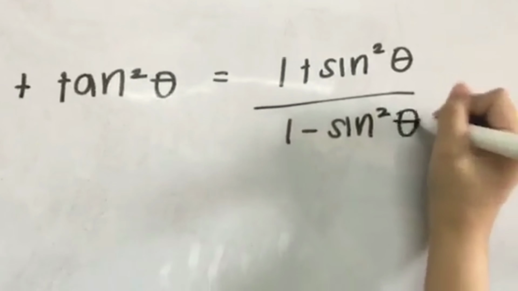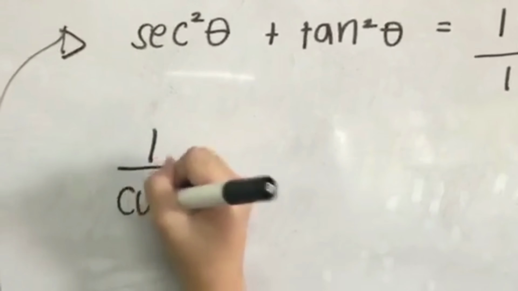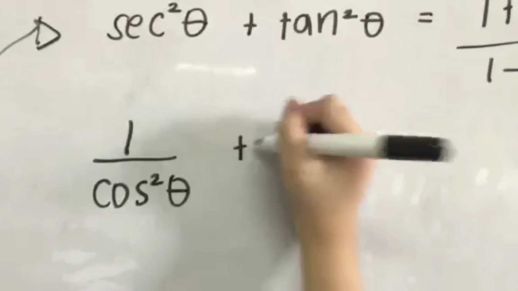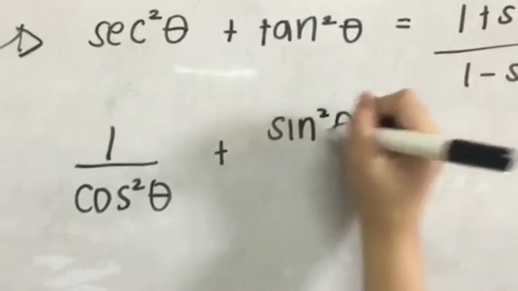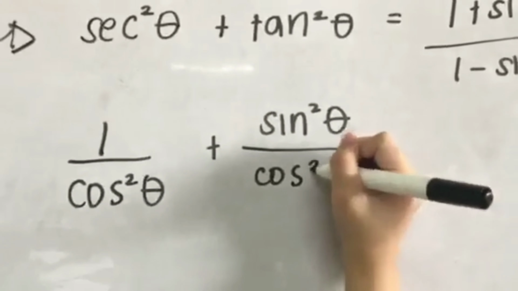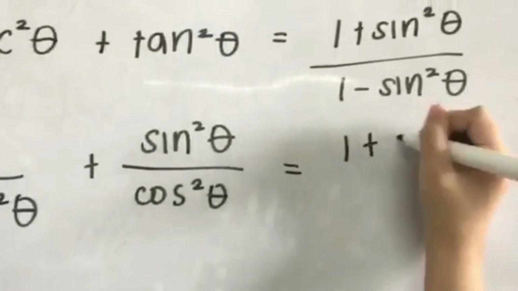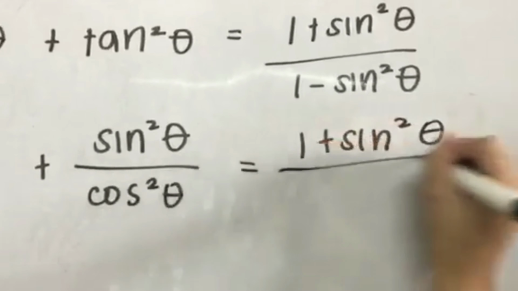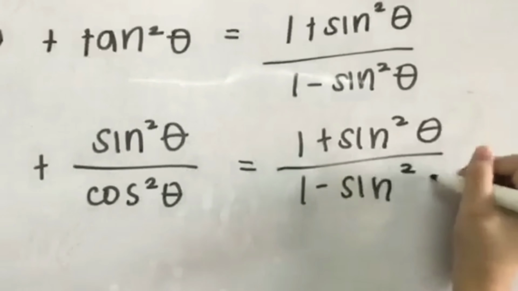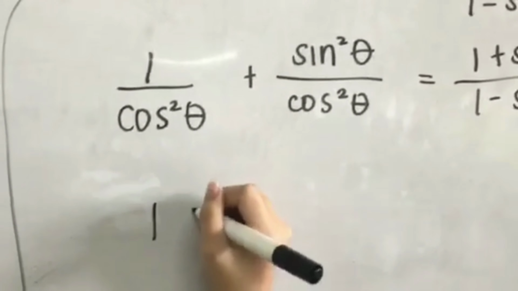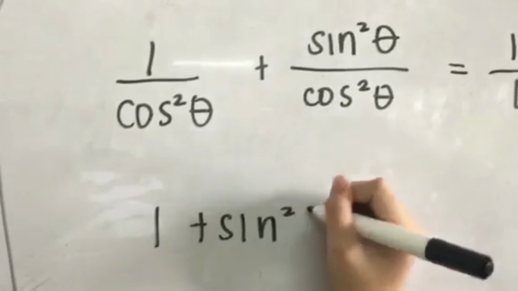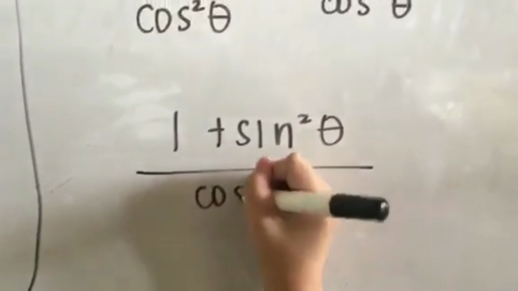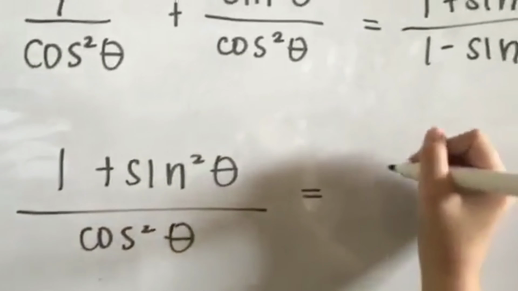Moving on to the next step, change secant squared theta to 1 over cosine squared theta based on the reciprocal identities, and tangent squared theta to sine squared theta over cosine squared theta based on the ratio identities. Combine the two fractions into one equation since they have like denominators.